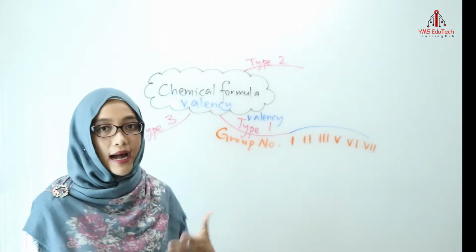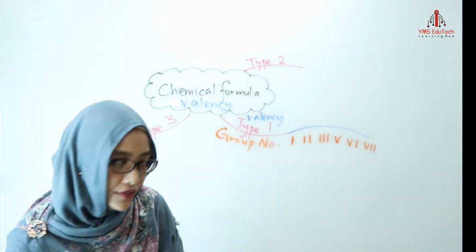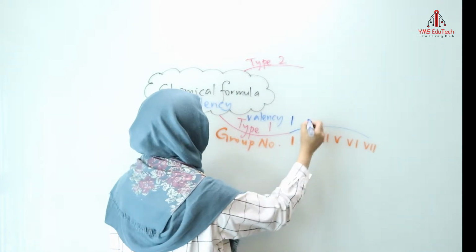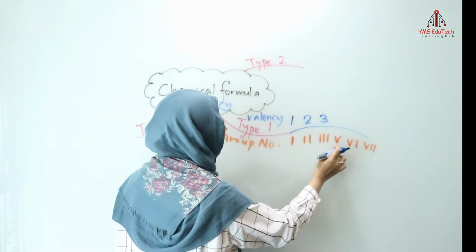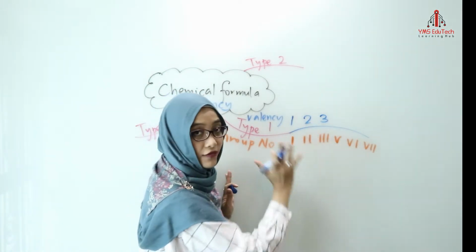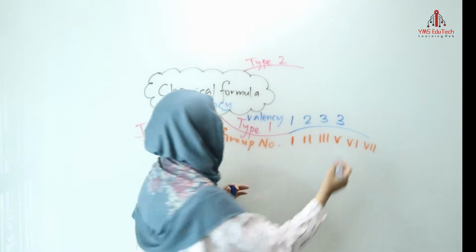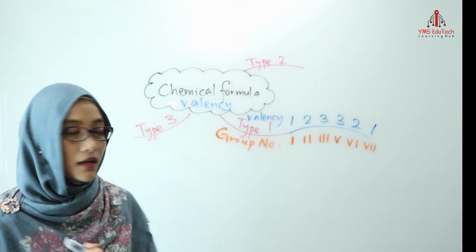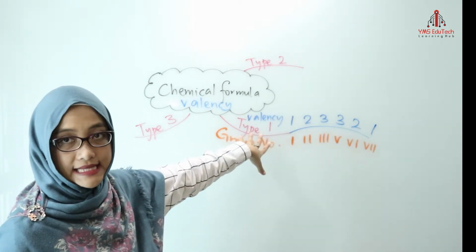Okay, so how are these group numbers related to valency? Very easy. Group 1 has valency 1, group 2 valency 2, group 3 valency 3, group 5, it's not 5 but it will be 3, group 6 will be 2, and group 7 is 1. So this is how we relate group numbers to valencies.